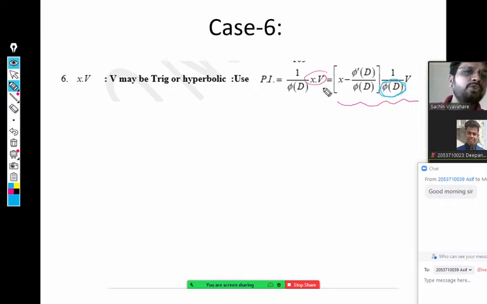So in this case, v has only two options: trigonometric or hyperbolic. If it is trigonometric, we replace D square by minus a square, and if it is hyperbolic, we replace D square by plus a square. So first we operate this 1 upon phi D, then again we operate the inner 1 upon phi D, and later we apply this numerator and we get the answer. We'll see the examples, then this case will become more clear.